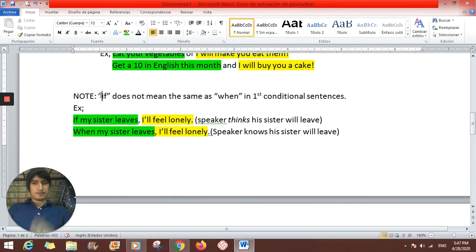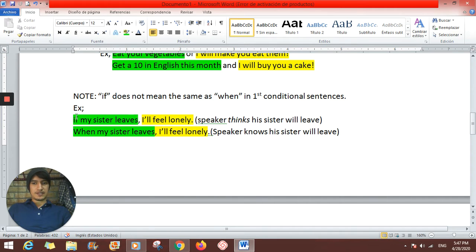Here's a little note. Remember how in the zero conditional, if means exactly the same thing as when. If you say, if I drive fast, I burn more gasoline. When I drive fast, I burn more gasoline, right? They mean the same thing. In the first conditional, it does not mean the same thing. They have two different meanings.